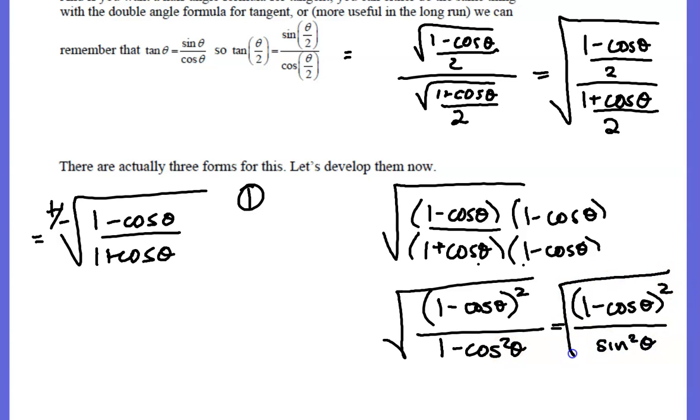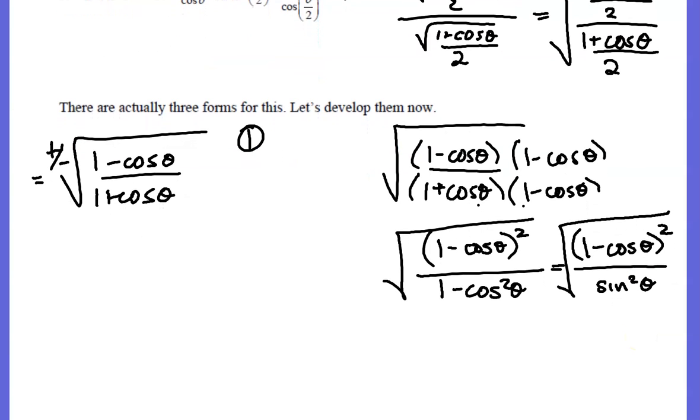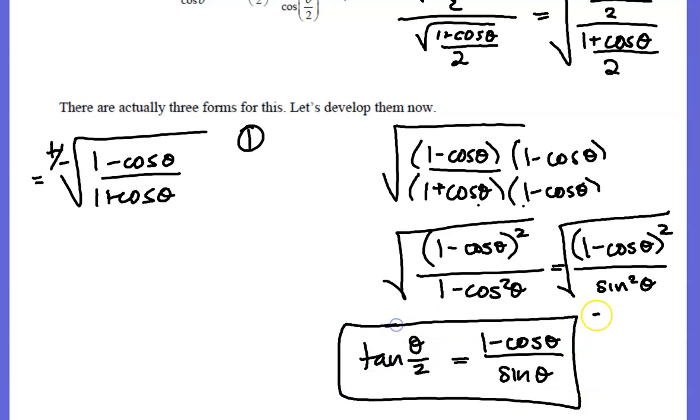Why is it so nice that the top and bottom end up being powers of 2? Well, I'm square rooting and squaring at the same time. So the square root here and the squared cancel, 1 minus cos. And the square root and the squared cancel over sine. I love this version. This version is my favorite version for the tan half angle. So there's the second one.